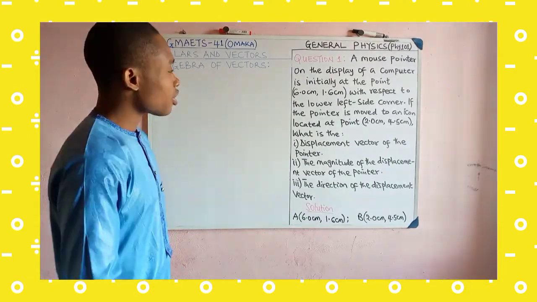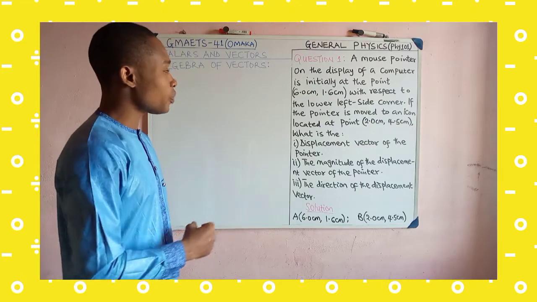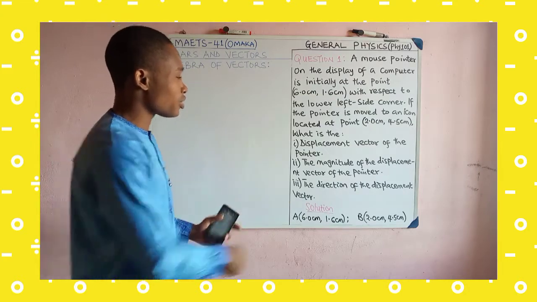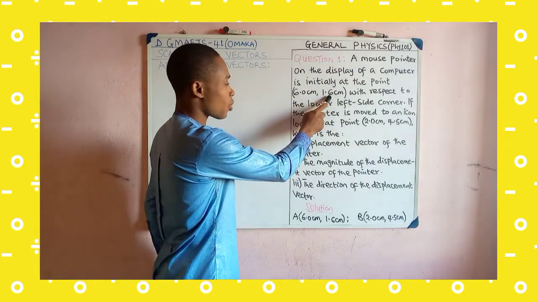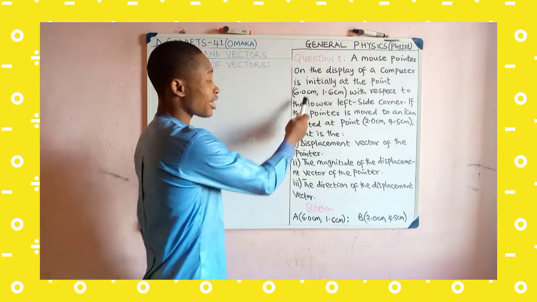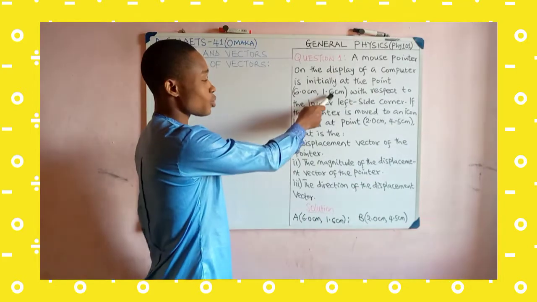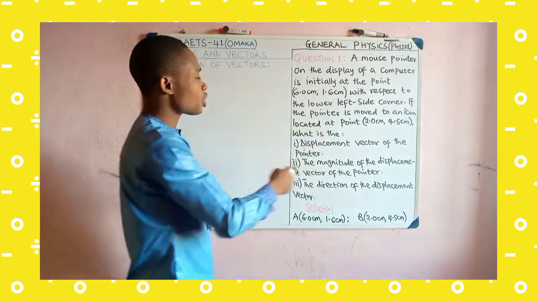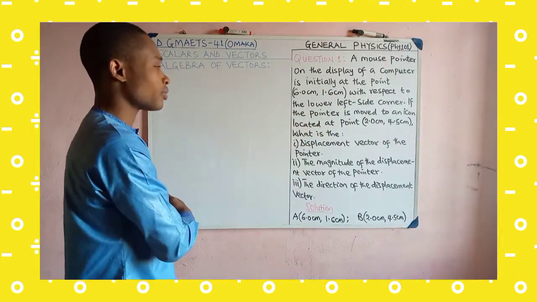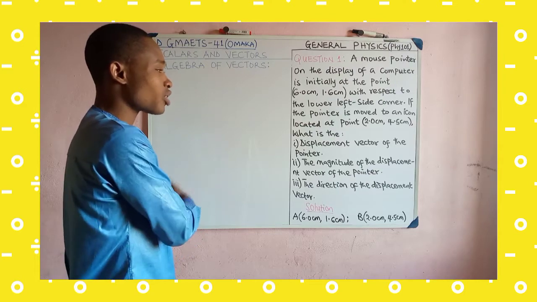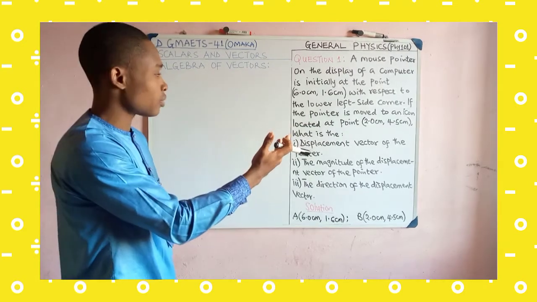A mouse pointer on the display of a computer is initially at a point 6.0 centimeter, 1.6 centimeter. You know, this is like x, y. Are you getting me right? x, y. So the x value is this, the y coordinate is this, okay? With respect to the lower left side corner, of course, of the computer screen.